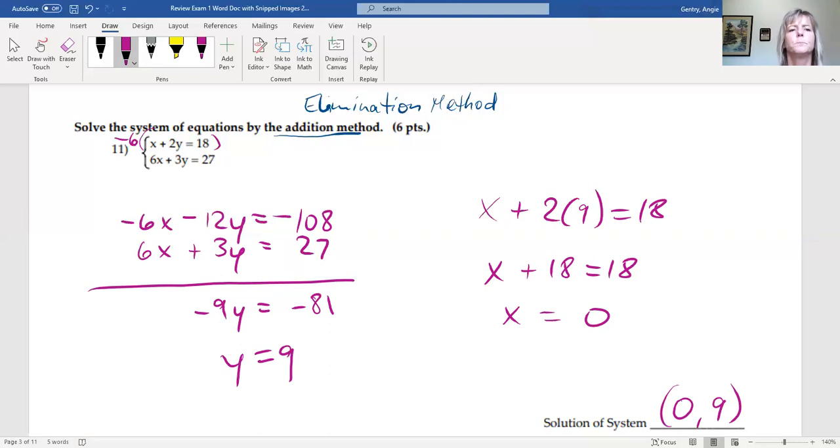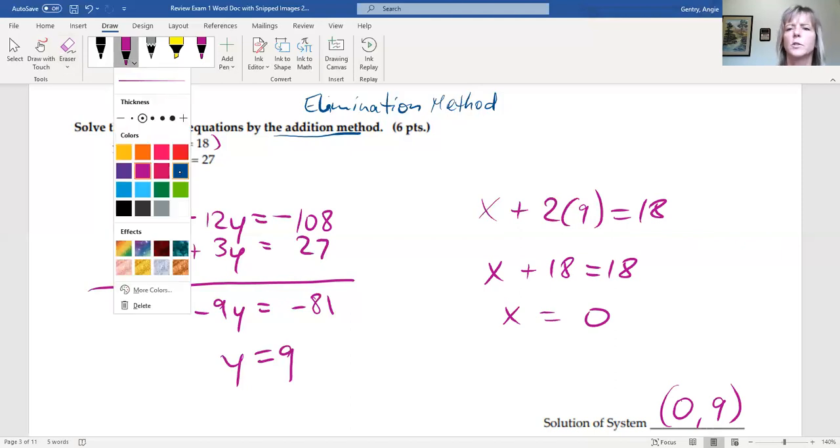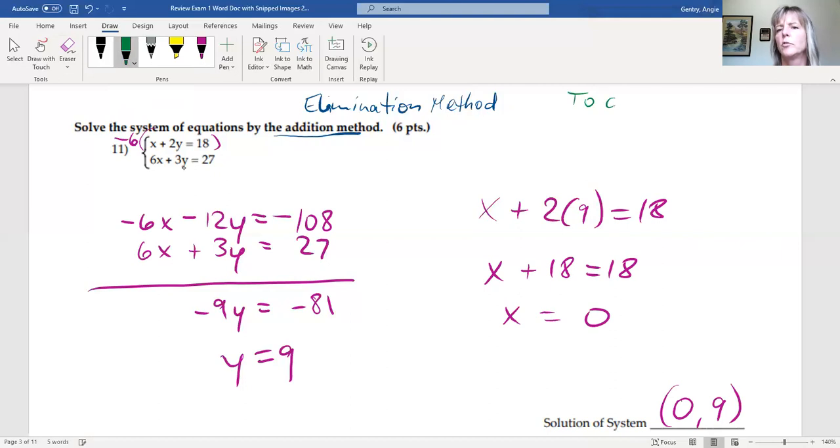The other thing you can do to check, if you wanted to check your work, I like checking my work, but to check, you could just use a different method.